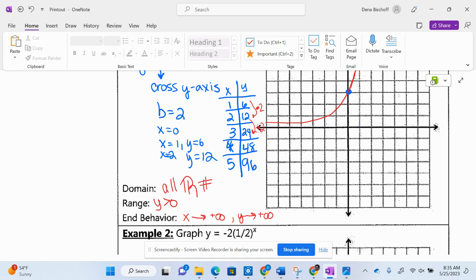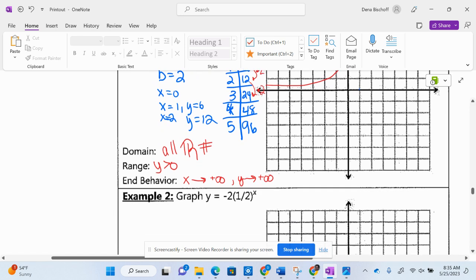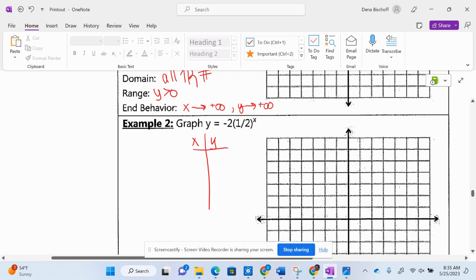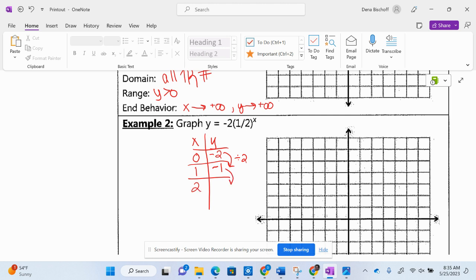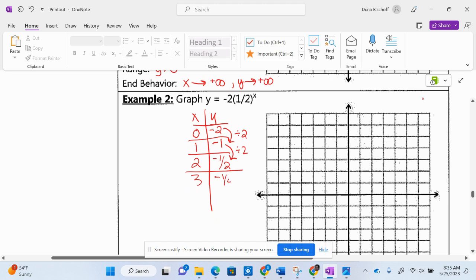So example 2 is decay because my growth factor is less than 1. So everything is getting smaller. So instead of multiplying by 2 here, we're going to do what? Divide by 2. So if I think about my table of values, a is negative 2. So when x is 0, y is going to begin at negative 2. But when x is 1, I'm going to take this and divide by 2. What is half of negative 2? Yes, it's negative 1. And when x is 2, what is half of negative 1? Yeah, negative 1/2. And when x is 3, what is half of a half? Negative 1/4. And when x is 4, what is half of a fourth?